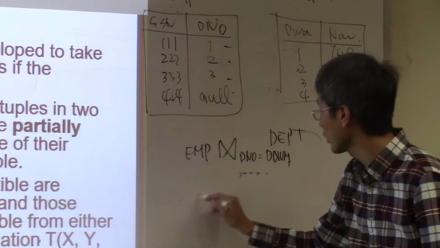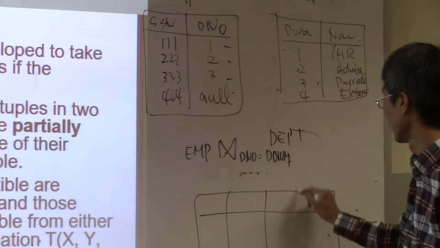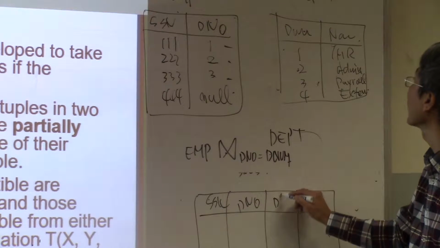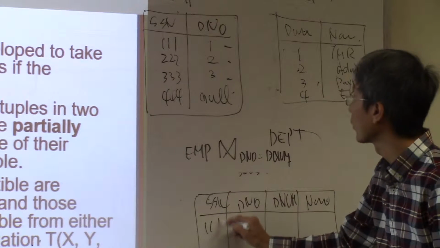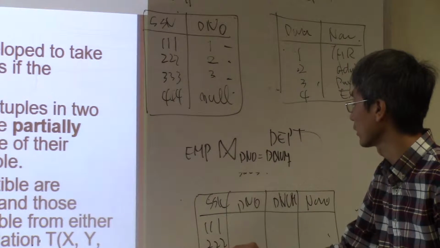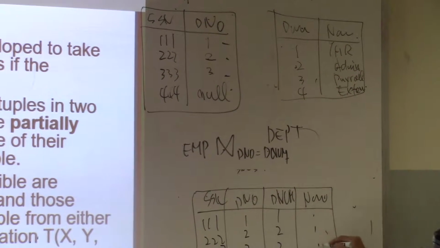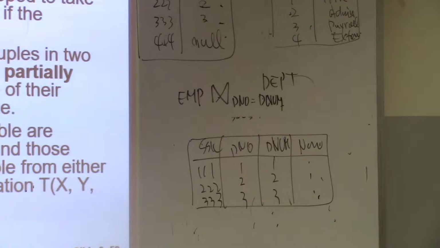So the output will be like SSN, DNO, D number, and name: 1 1 1, 2 2 2, 3 3 3 matched with 1 2 3, 1 2 3 and name. Okay. This is the join operation.